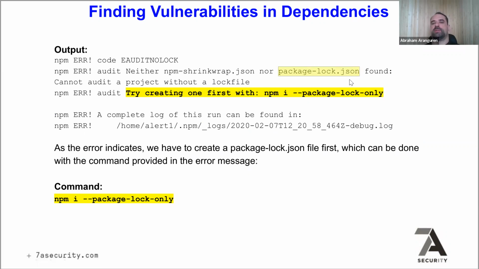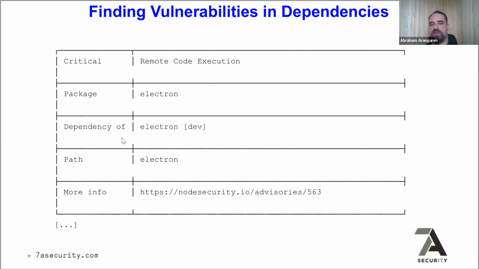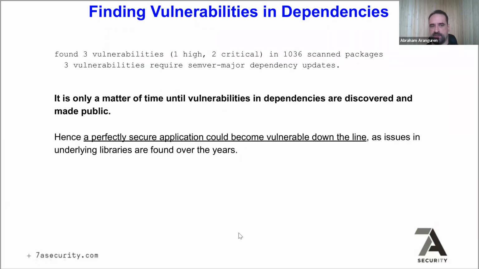The reason for this is that you can have a dependency that has a dependency that has a dependency, and so on. So you run npm i --package-lock-only, which the error message is telling you, so you just have to copy and paste this from the error message. This will create the package-lock.json file while resolving the tree of dependencies, right? Then when you run npm audit again, you will see some findings here. I'll show this in the demo in a second.